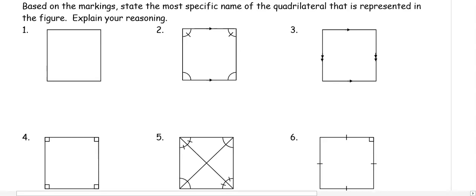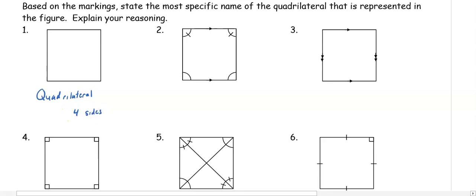This video is about applying the properties of quadrilaterals to shapes and true-false questions. So in the first part, we need to determine, based on the markings, the most specific name of the quadrilateral that is represented in the figure, and explain our reasoning. So in number 1, this has 4 sides, so this would be a quadrilateral because it has 4 sides.